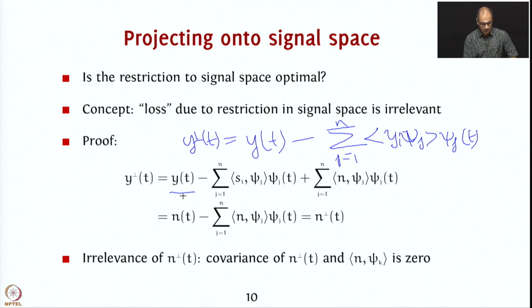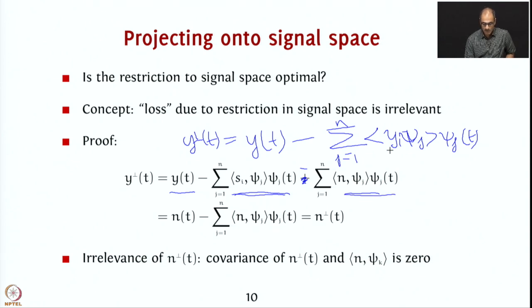So if you substitute it, you get y perpendicular of t is summation j equal to 1 to n, inner product s_i comma psi j times psi j, minus summation j equal to 1 to n, inner product n comma psi j times psi j. Because your y is s plus n, the first part is the component of y that is contributed by s, and the other part is that contributed by n. This part is fully captured, while this part is not fully captured.